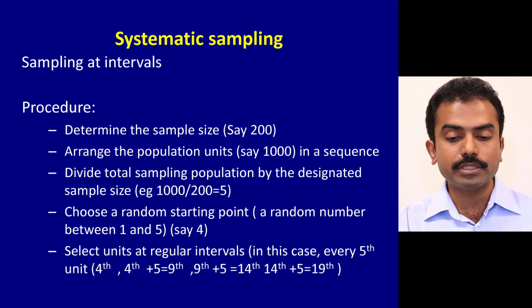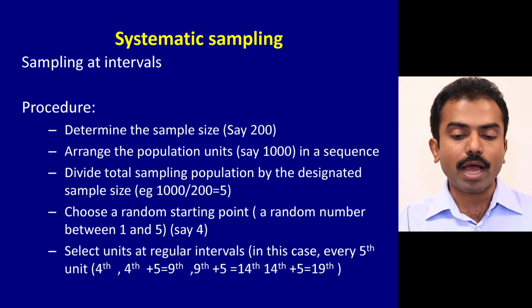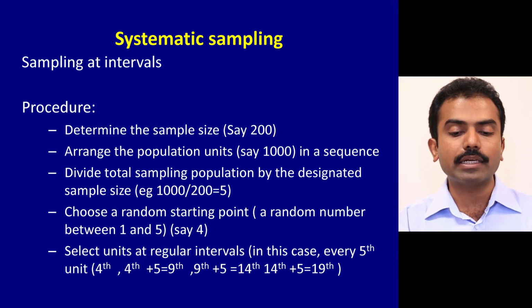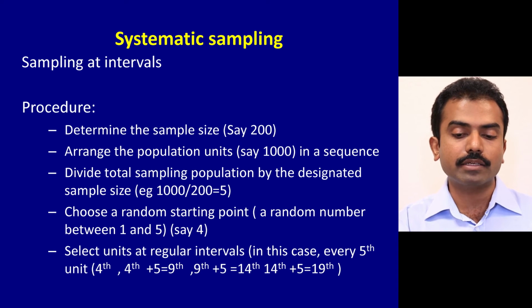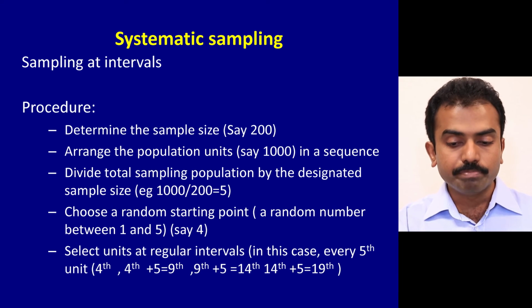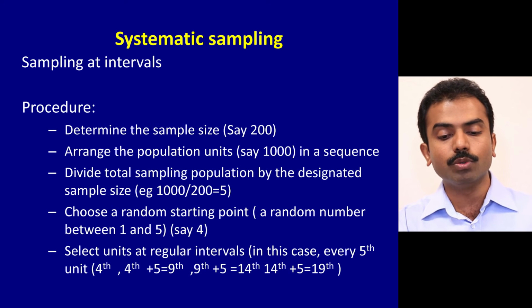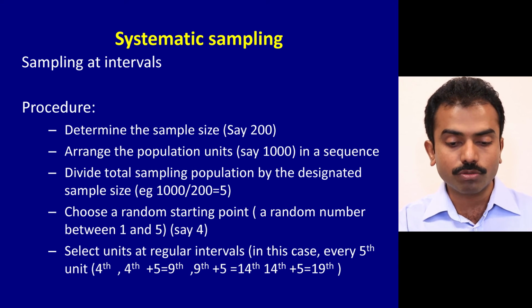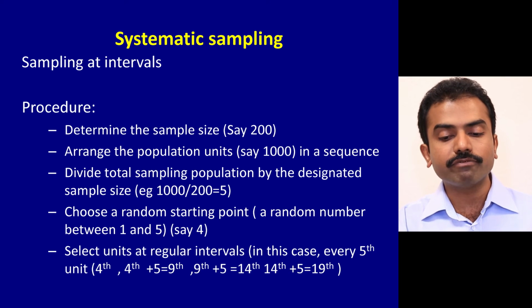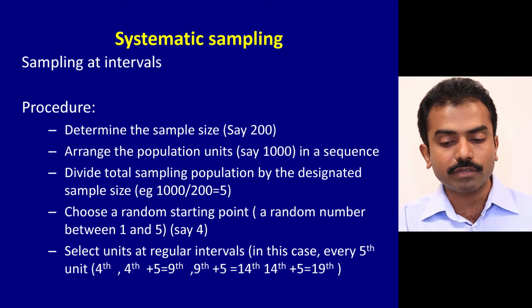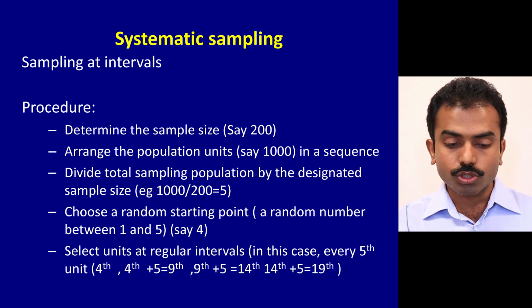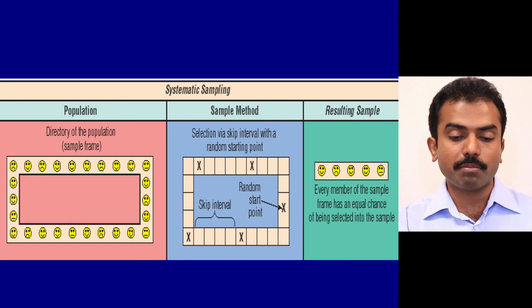So in this case, 1000 divided by 200, which is equal to 5. And you choose a random starting point. Let's say a random number between 1 and 5. Let's say it comes out to be 4. You pick the 4th unit and then you select units at regular intervals. In this case, every 5th unit starting from 4. So the first unit is the 4th one. Then you add 5, 9th one, add another 5, 14th one, and 19th one, and so on. So this is systematic random sampling.